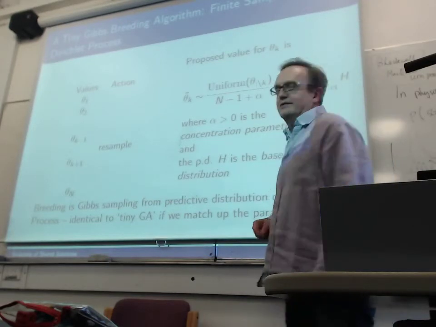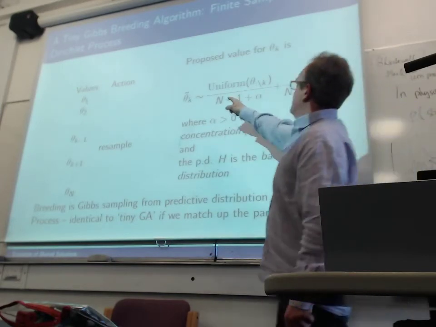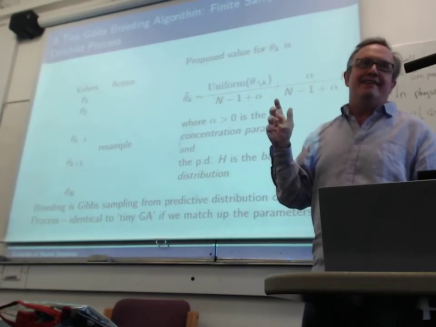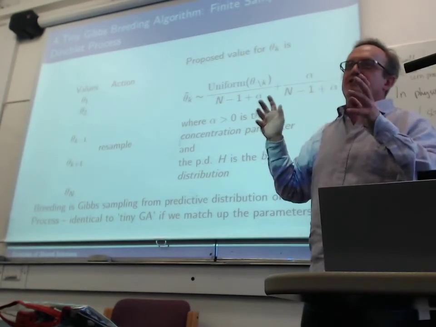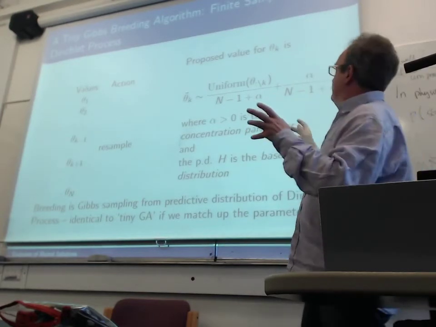Good heavens. I just showed all these slides in front of loads of people. There should, of course, be an n minus 1 up here, because we've got n minus 1 balls in there, and n minus 1 plus alpha total probability mass. Okay? Sorry.